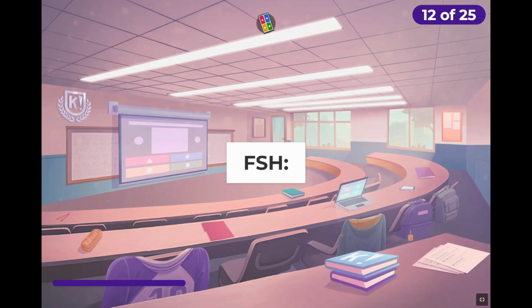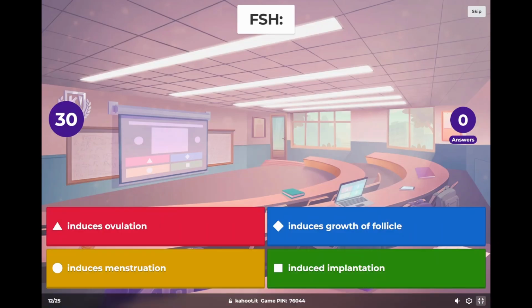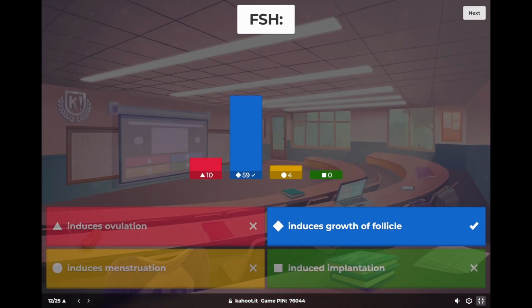Okay, this is another question about FSH. So what does FSH do? Okay, this does help the growth of the follicle. Now, what induces ovulation? LH, not FSH. LH induces ovulation. What induces menstruation? What causes that?